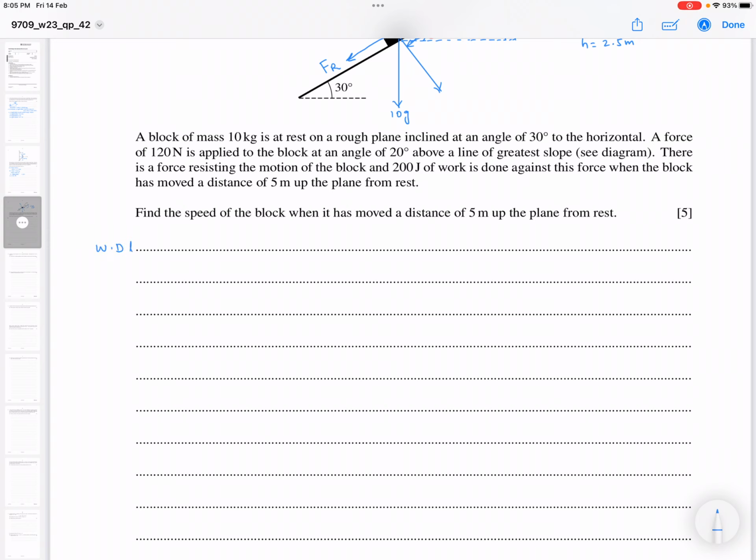to move the block minus work done against resistance, and that is equal to final kinetic energy minus initial kinetic energy plus final potential energy minus initial potential energy.